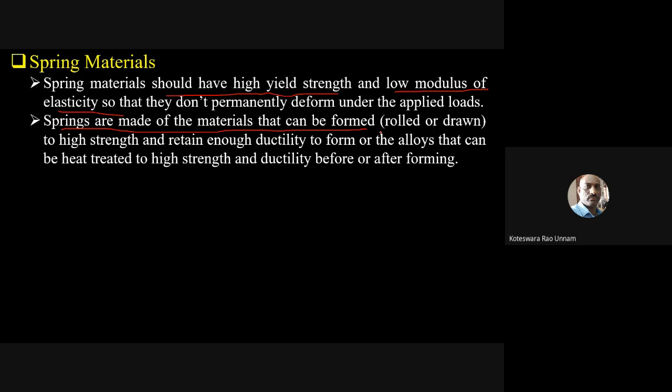What are the wires which are used to manufacture or produce the springs? Those wires are produced by a forming process, either rolling or a cold drawn process. That is the procedure through which the spring wires are manufactured to a high strength, so that they can be formed to have high strength and retain enough ductility to form, or the alloys that can be heat treated to high strength and ductility after forming.